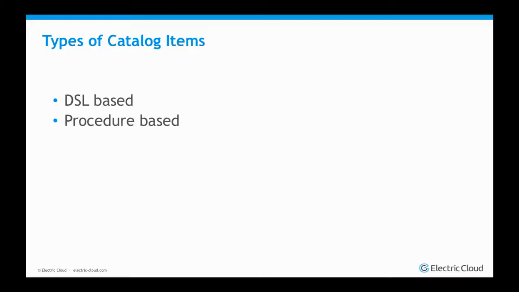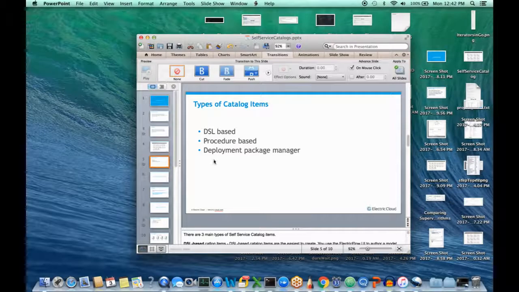Second type is the procedure-based catalog items. Procedure-based catalog items are created when customers want to expose useful automation procedures that exist within their organizations to their end users. The last catalog item type is the deployment package manager. This is a specialized catalog item type that we will cover in a later video.